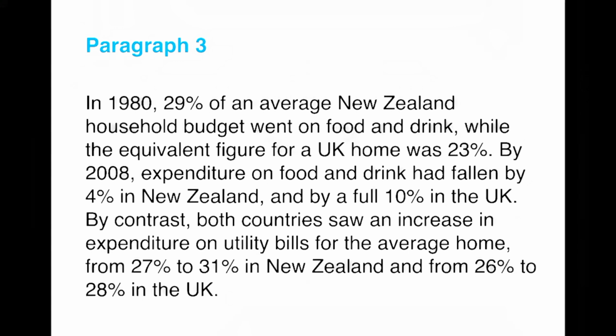So what have we done there? As I said, it's the same information as the first sentence of my overview. That's an interesting technique to use. You take the first sentence of your overview and you expand on it in much more detail. It doesn't always work for every question, but here it does. So what have we got in this paragraph? We've got 2 categories only, food and drink and utility bills, and we've made comparisons between both years and both countries. Let's do the same thing for paragraph 4 now.